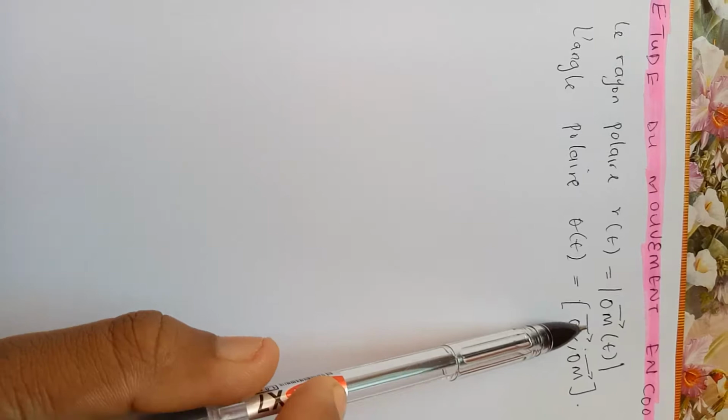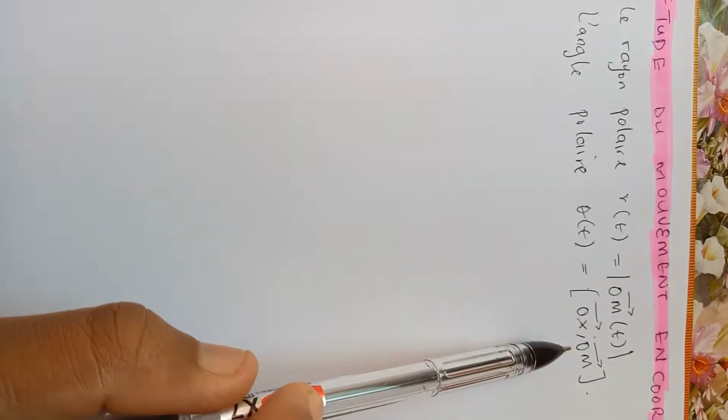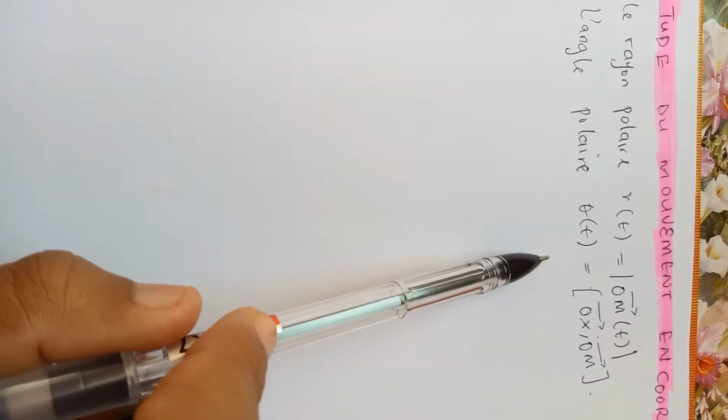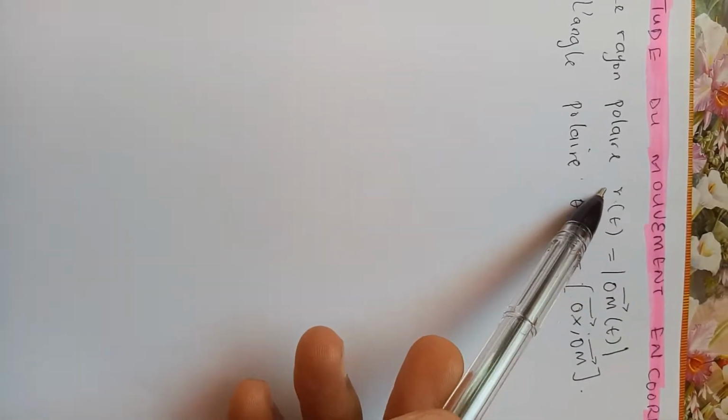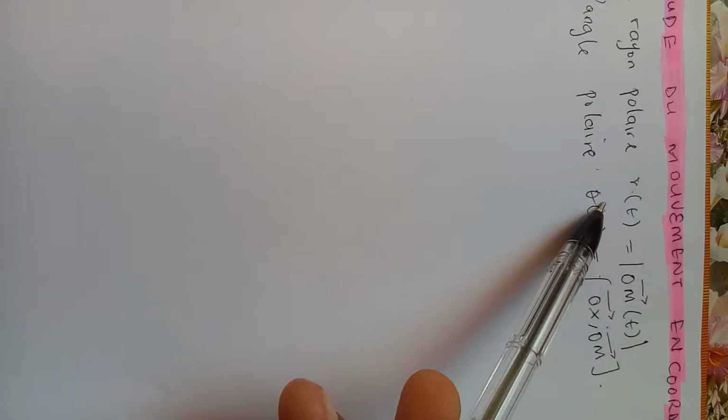It is found in OX, OM, like this. Now we say that it varies with time, and we note this r as the rayon, the radius in English, and then the angle theta.